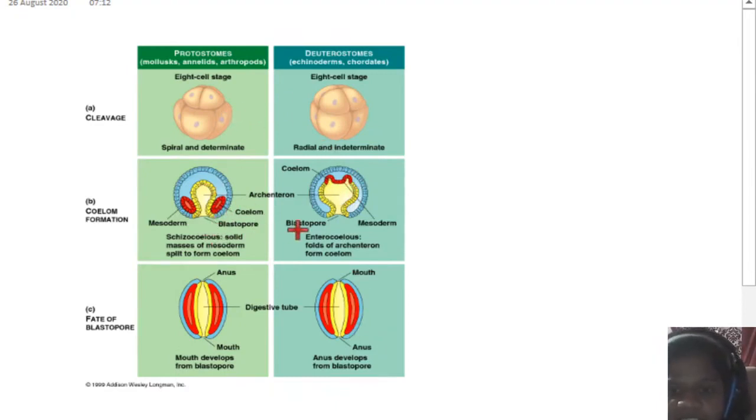We call it schizocoel and enterocoel. These both are true coeloms, but there is a difference in the way they form, in the formation of the coelom. This is by the splitting of the mesoderm, and this is by the pouches that come out of the archenteron. Okay. So with that, we come to the end.